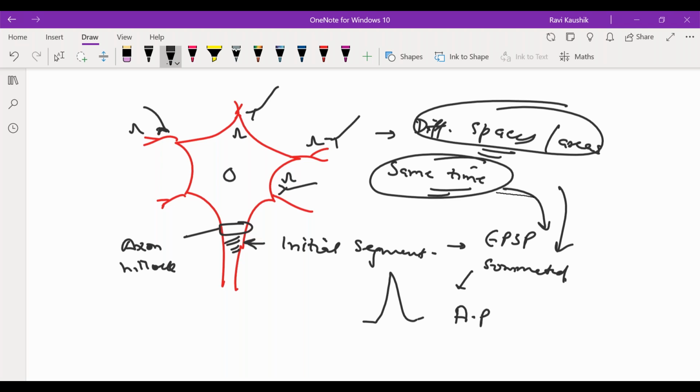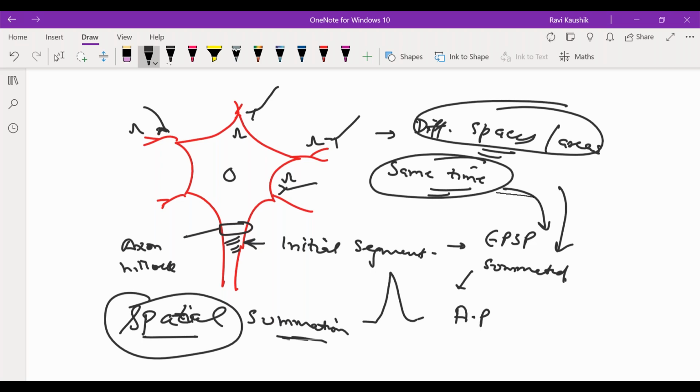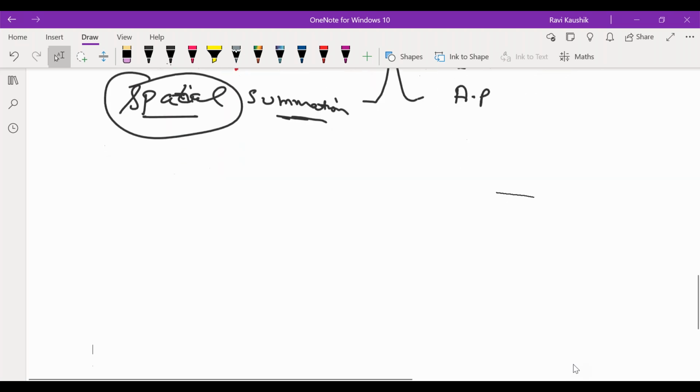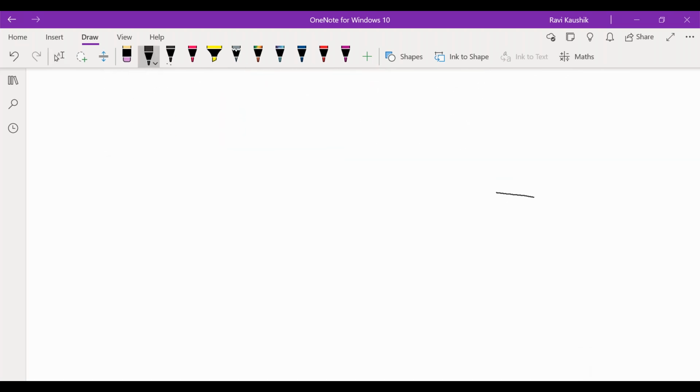So what type of summation is this? By space, it is known as spatial summation, because this refers to spatial. The word spatial has come from space. So at different spaces together, firing is happening, which is leading to addition of these, leading to action potential, right? So this is spatial summation, one important type of summation.